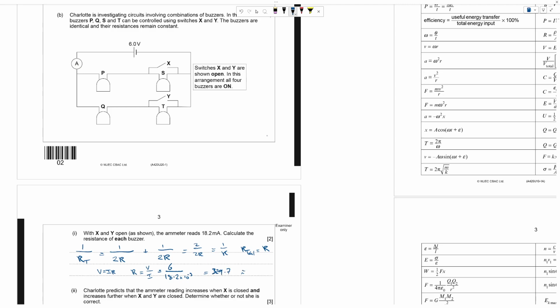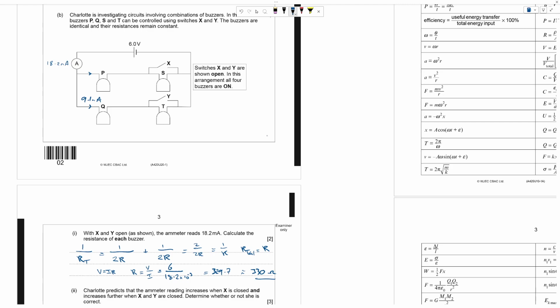And in general, I wouldn't give an answer to 4 significant figures, so I'll round that to roughly 330 ohms. There are alternatives for ending up at that same number. You could look at this circuit and say, well, if that is 18.2 milliamps, the 2 parallel branches are exactly the same, they're identical, so that current will split to give me 9.1 milliamps on the bottom.